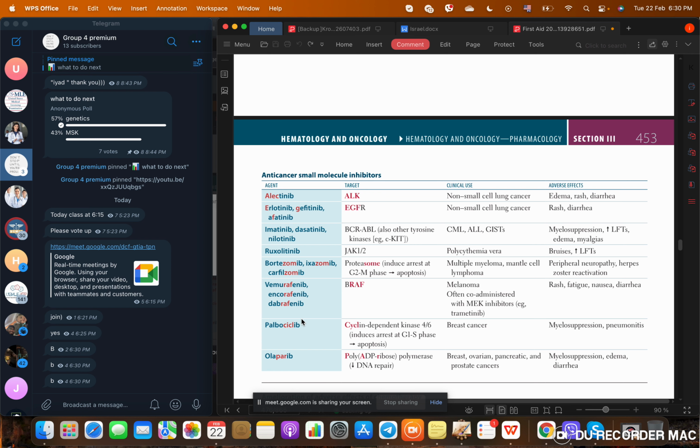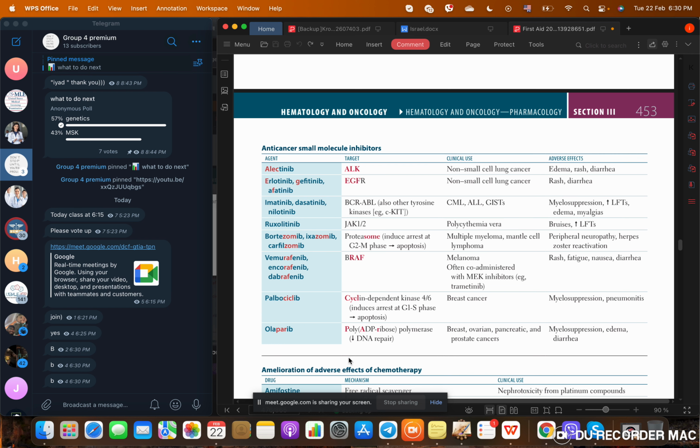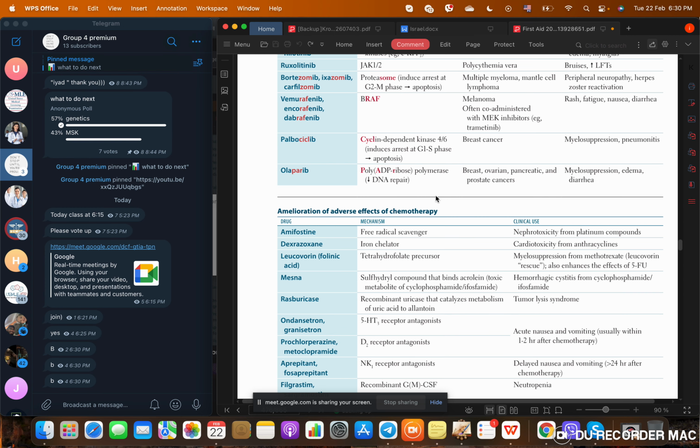Okay. So the next thing is called palbociclib. It's a cyclin-dependent kinase inhibitor. That is going to inhibit the G1 to S phase transition, and it can be utilized in breast cancer. It can also lead to myelosuppression and pneumonitis. And olaparib is a poly ADP ribose polymerase inhibitor, decreasing DNA repair, also low yield. It can lead to myelosuppression, edema, and diarrhea.